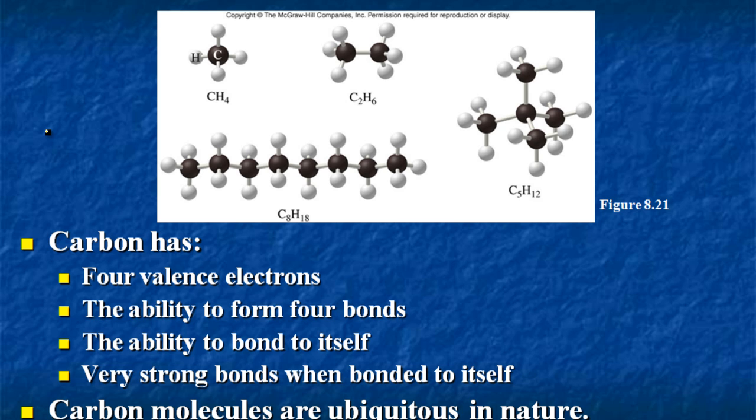So carbon is so special among all the elements that it has particular properties. That is, we know that carbon has 4 valence electrons and carbon has the ability to form 4 bonds. But carbon has this special ability that it can bond to itself. And not just 1 or 2.